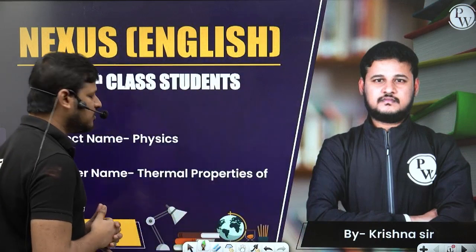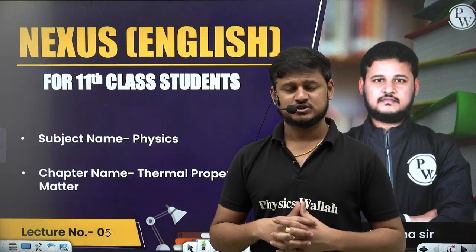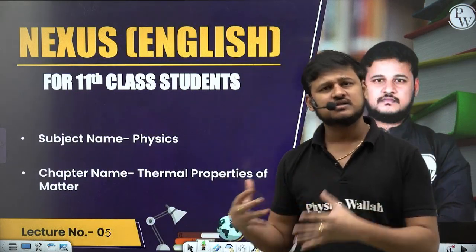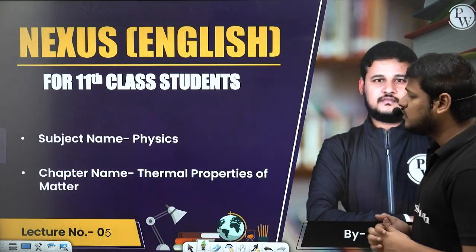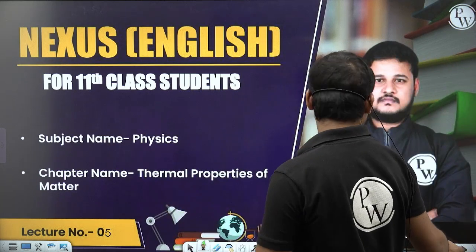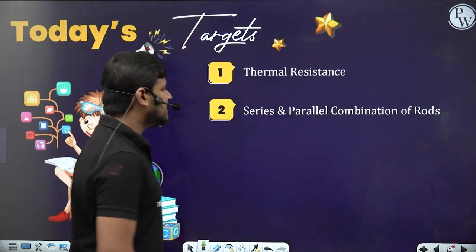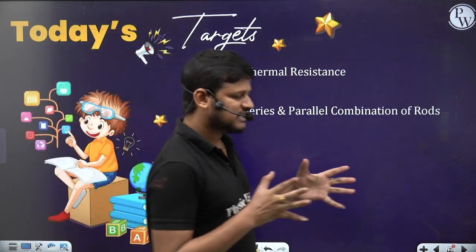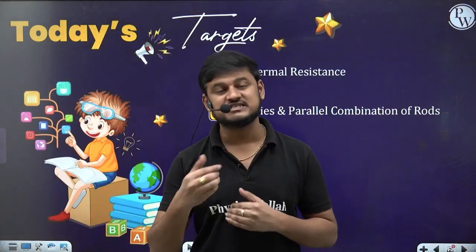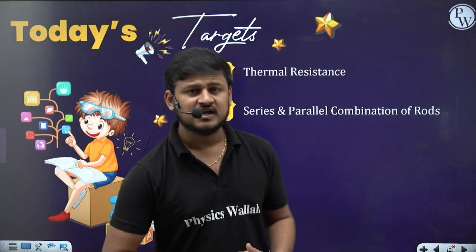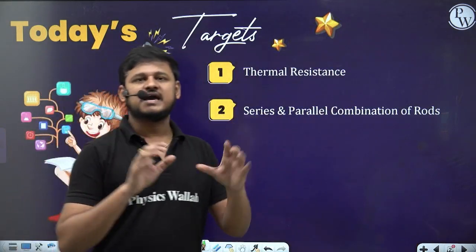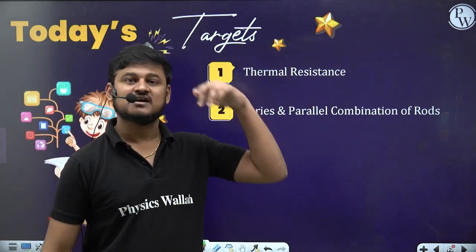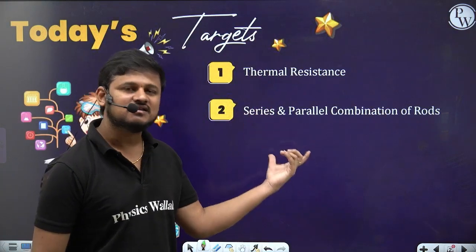So in the last session of thermal properties of matter, we discussed the heat transfer concept and the heat current, which are part of conduction, right? Now today, lecture number 5, we are going to focus on thermal resistance and series and parallel combination of rods. You studied series and parallel connection of resistors in grade 10th. In a similar way, if two conductors are arranged in series and parallel connection, how does the heat current flow in that? There it is the electrical current in electricity, here it is the heat current.